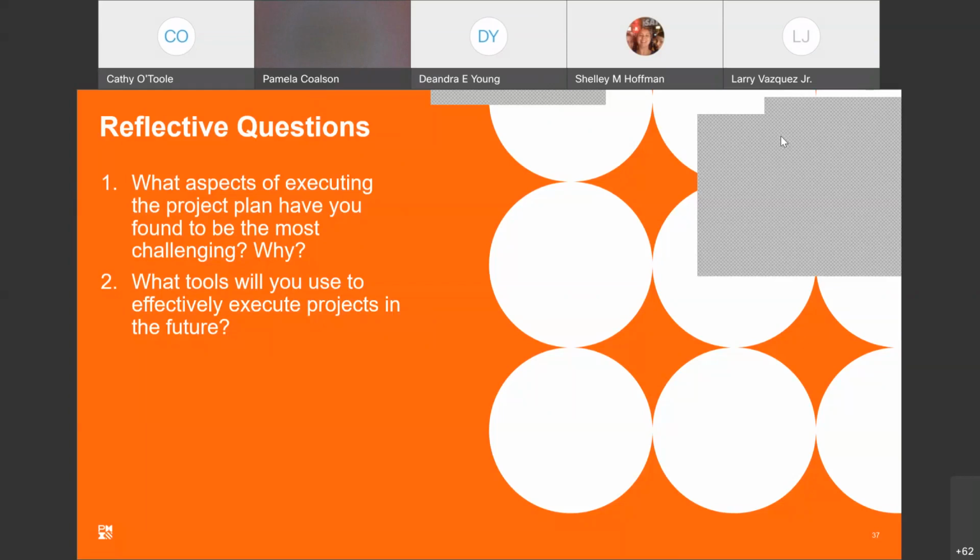Okay, so the other question is about the tools that you will use to effectively execute projects in the future. I don't know if there's anything you learned tonight with respect to risk management or some of the other guidelines for executing a project effectively. Does anybody see any opportunities there to apply any of this in your world?